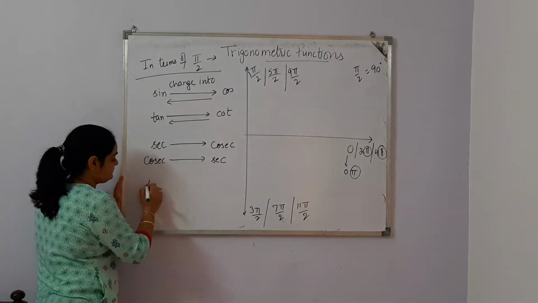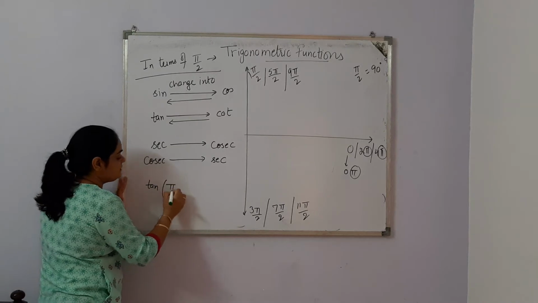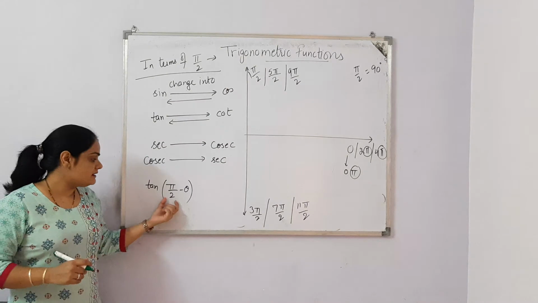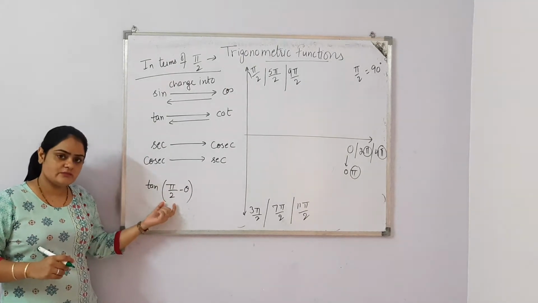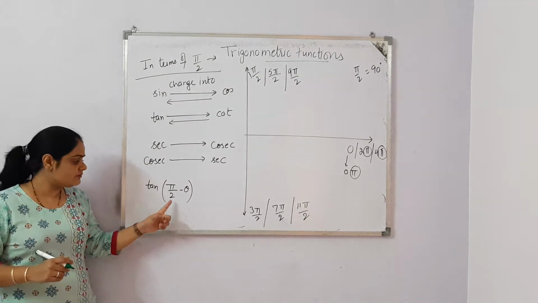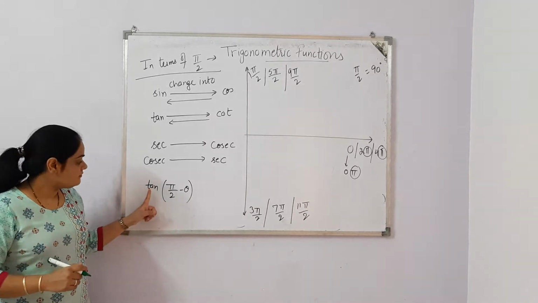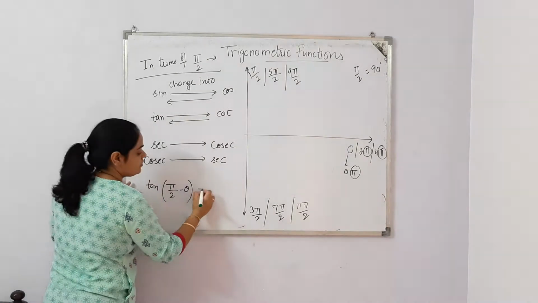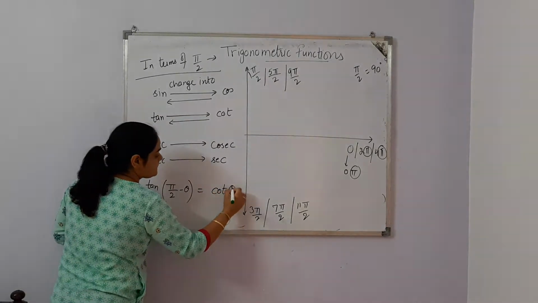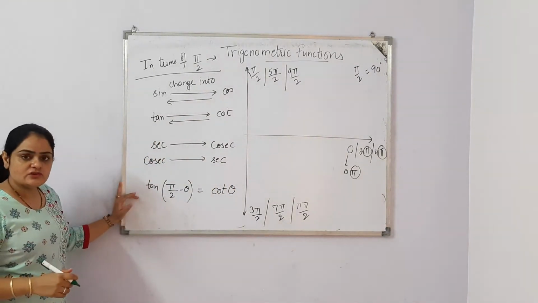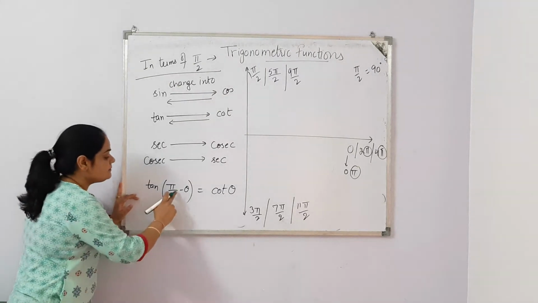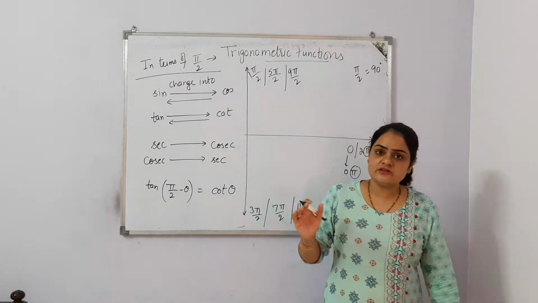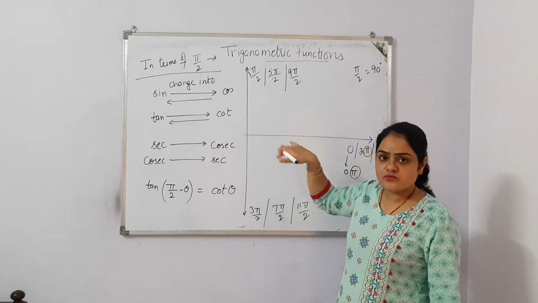If you are having tan of pi by 2 minus theta, of course the angle is along with 90, so that means the angle is in terms of 90. So whenever 90s are there, tan will automatically change into cot. Tan will automatically change into cot. And pi by 2 minus means clockwise direction. So our hand will move clockwise.